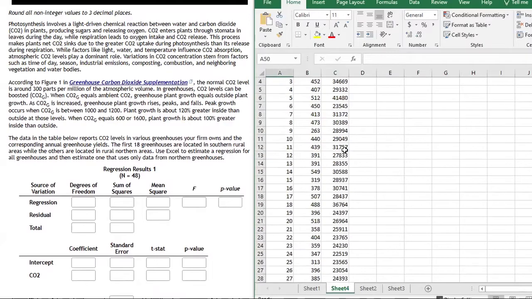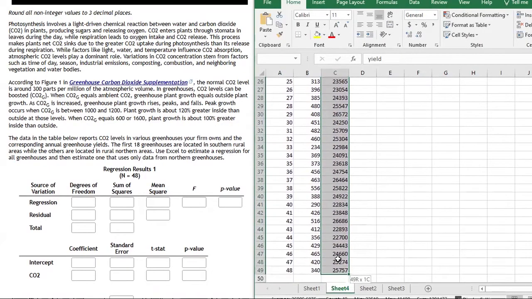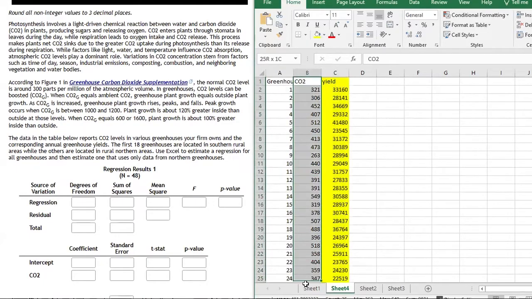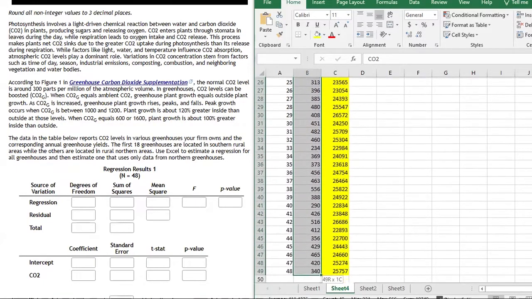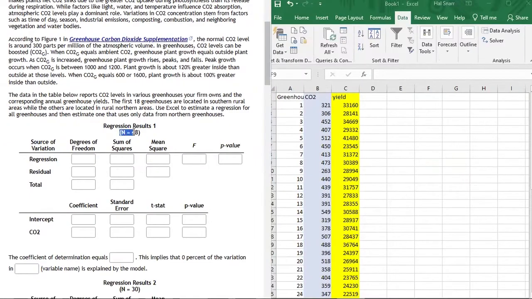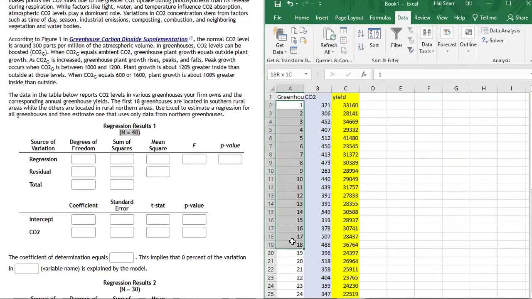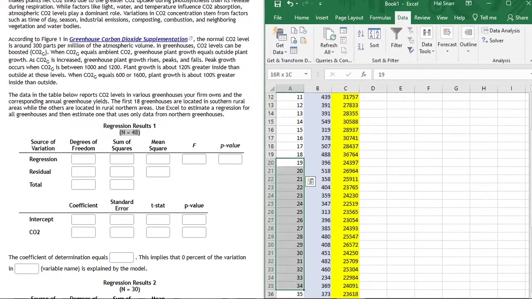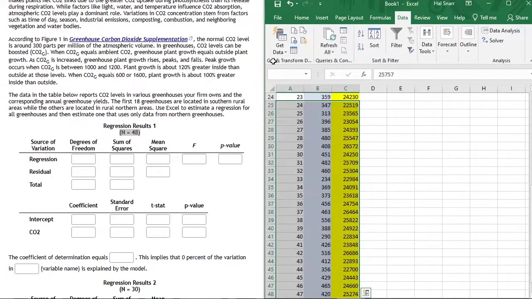The Y variable is the crop yield, so I'm going to highlight that yellow. And then CO2 is going to be the X variable. I'll highlight that with light blue. I'm going to double check that my sample size is indeed 48. So I got 1 through 18 in southern climates, and I got 19 through 48 in northern climates. So I have 48 observations here.